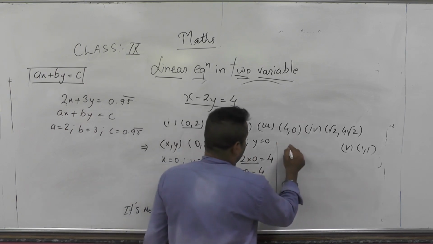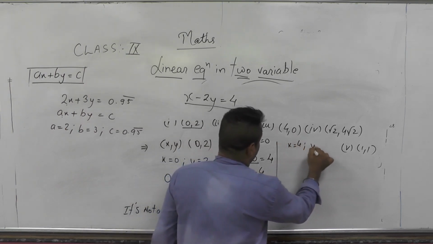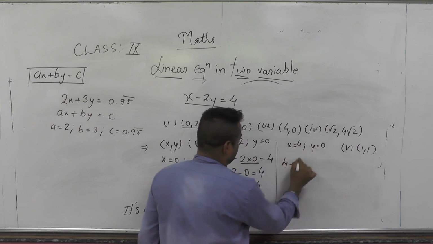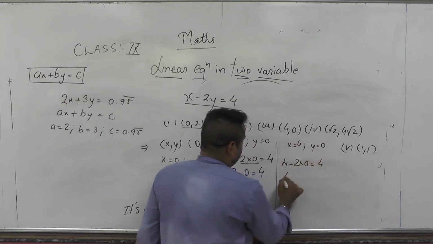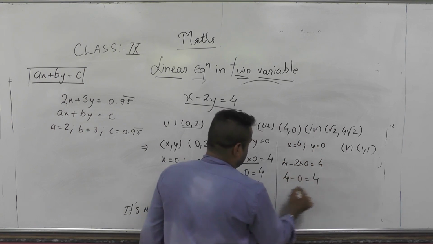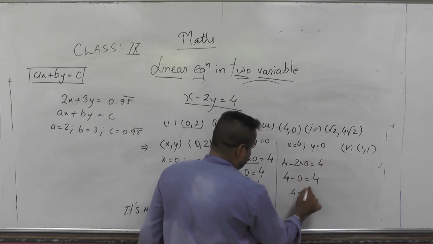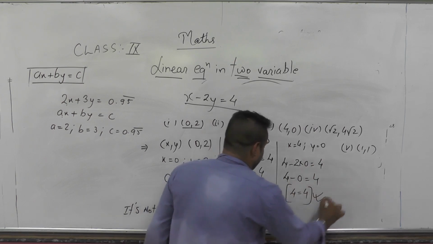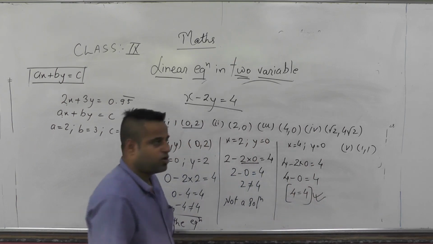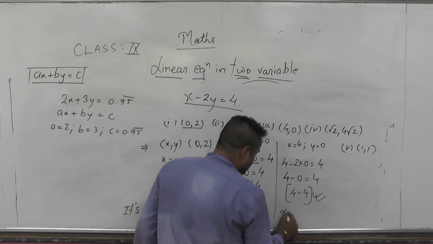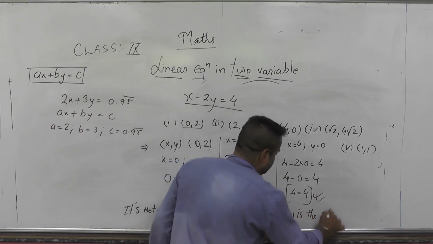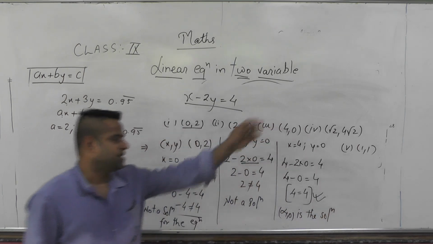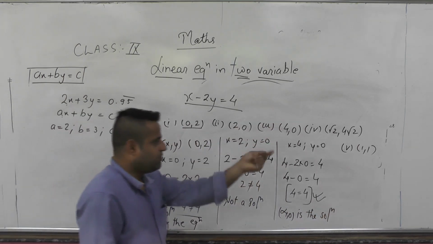For the third point, in the place of x we are keeping 4, and in the place of y we are keeping 0. Now 4 minus 2 into 0, that is 4 minus 0. 4 minus 0 is 4, and 4 equals 4 is satisfied. The LHS equals the RHS, which means (4, 0) is a solution for the equation. Likewise we can try it with (root 2, 4 root 2) and (1, 1).